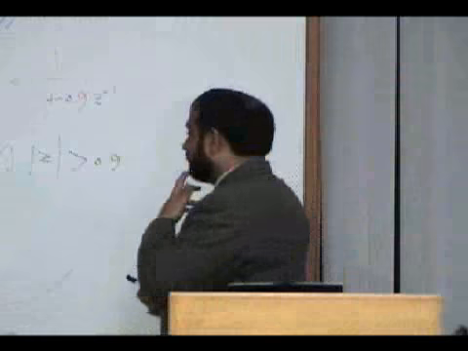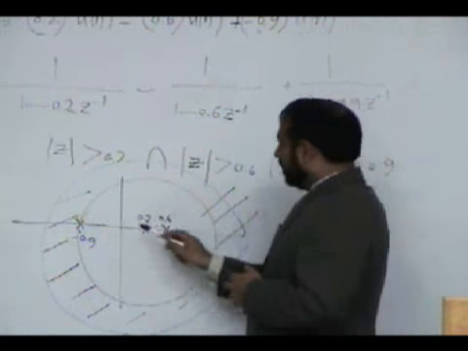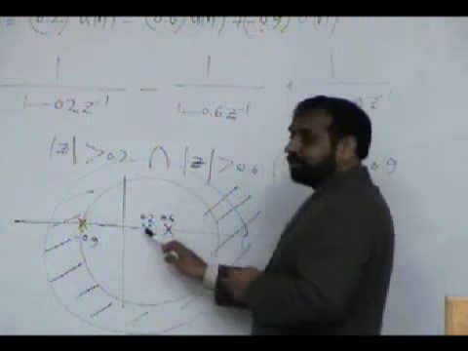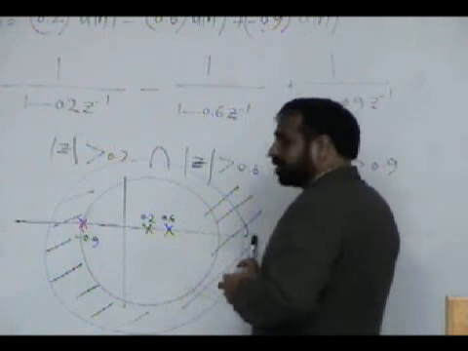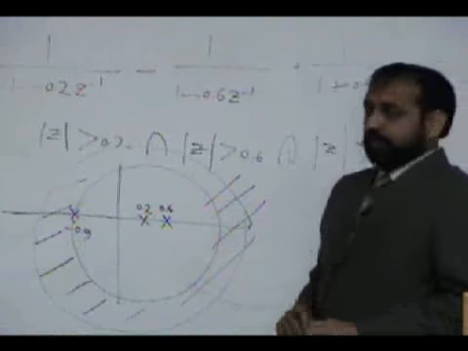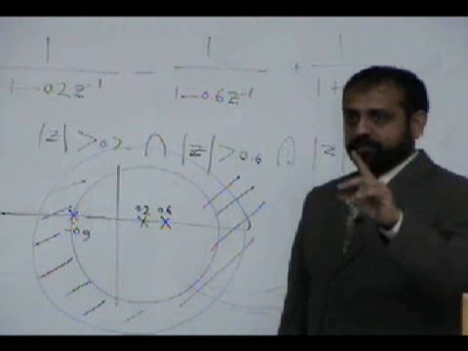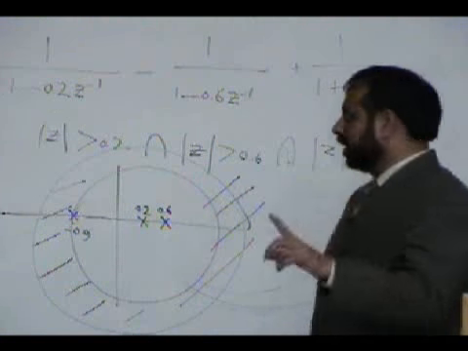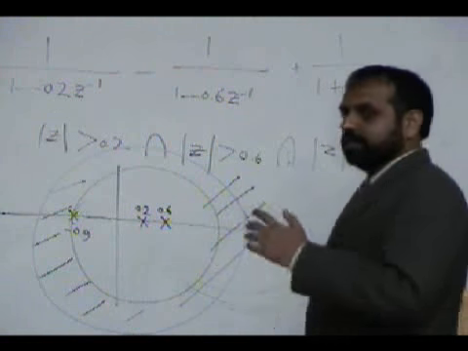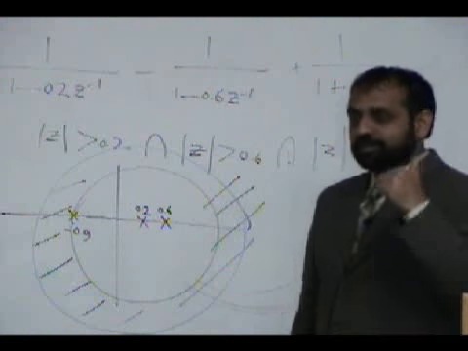Okay. So the location of the outermost pole matters. There may be 99 poles which are inside the unit circle, but if one pole goes out, it will make the system unstable. So it's very easy to comment on the stability of a system by plotting all the poles and seeing whether all the poles are inside the unit circle or not. This checks the stability for a causal system.